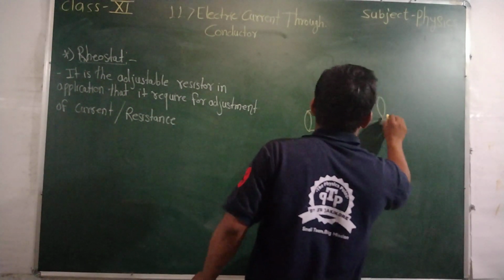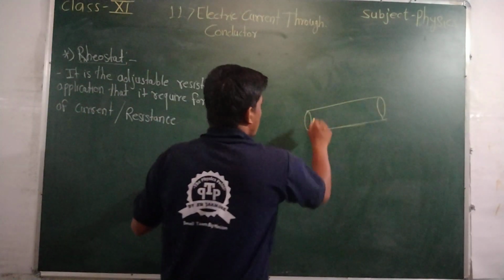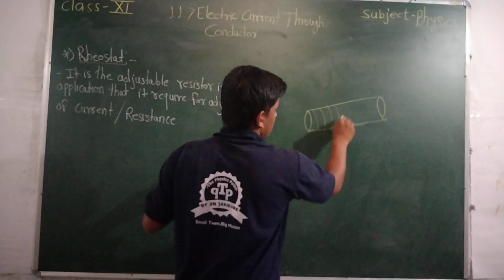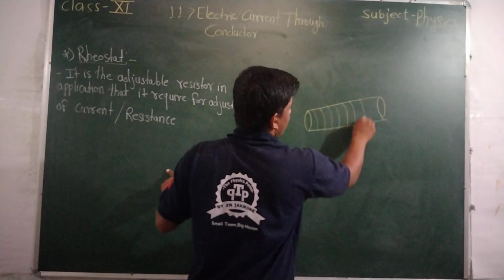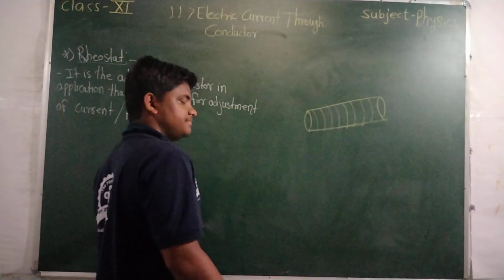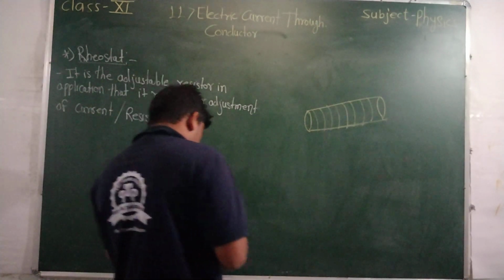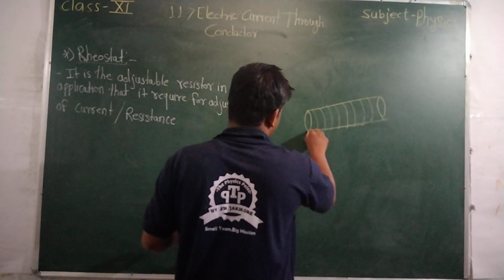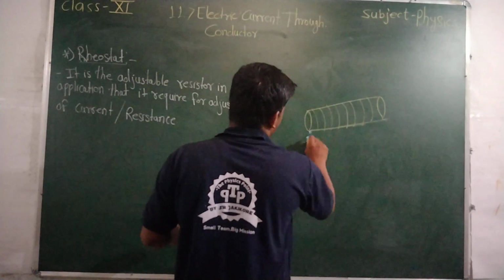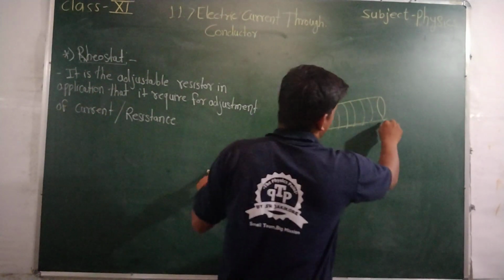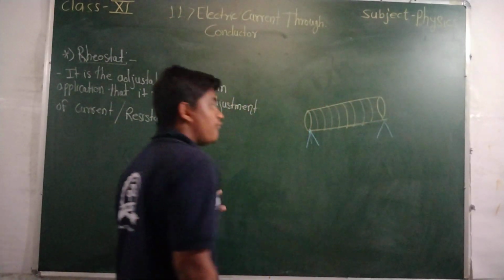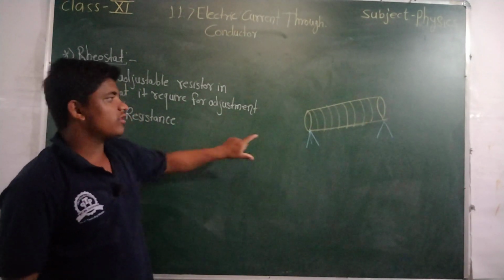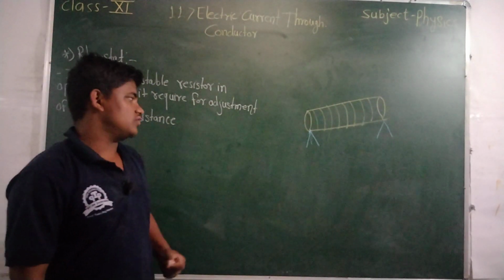This is the body of the rheostat, and the wire is wound here. This is the wire which is wound around the metal body, and this is one of the stands. It is not a proper diagram, but to try to understand, this is the concept of the rheostat, the basic information about the rheostat.